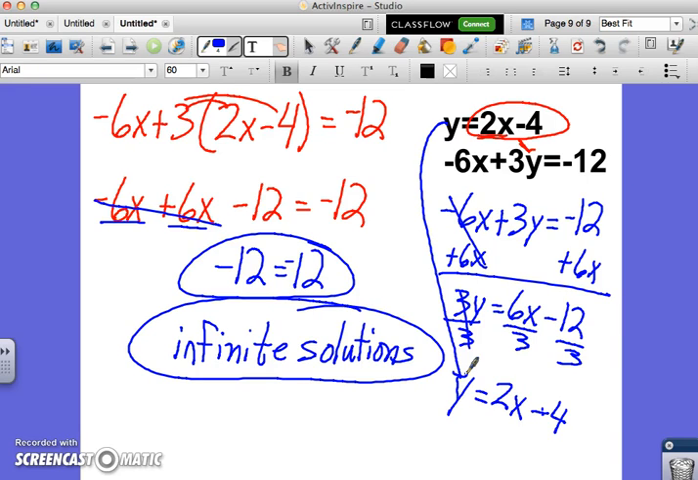All right, so that is solving by substitution. Hopefully not too difficult. Go on through this one and take a look at it. Make sure you got some good notes, and I will see you in class tomorrow.